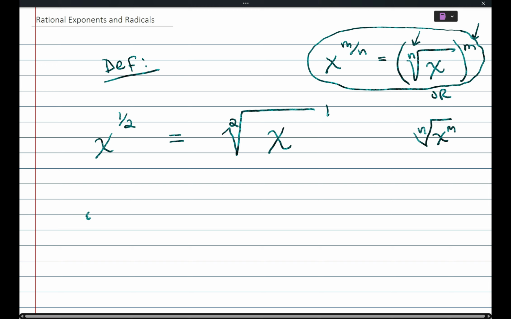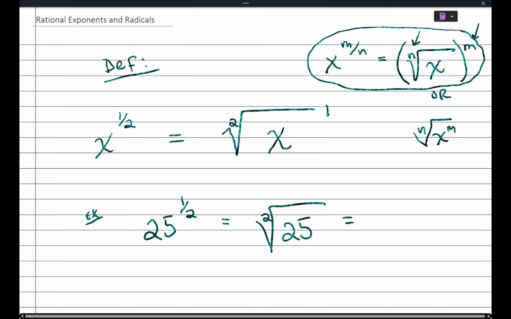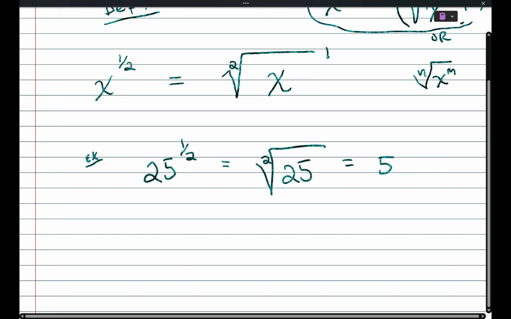So maybe we'll go with an example such as 25 to the 1/2 power. So again, anytime it has a rational exponent, which it does, the 1/2, I can put the base of 25 as the radicand, the index of 2, and it's raised to the first power. Since it's raised to the first power, I don't really have to write the 1 out there. So now that just means the square root of 25, which is 5.